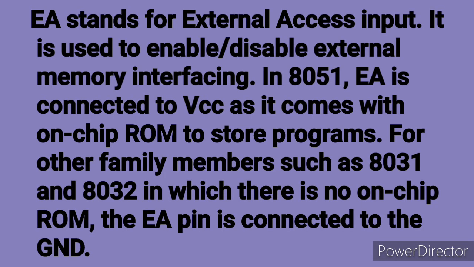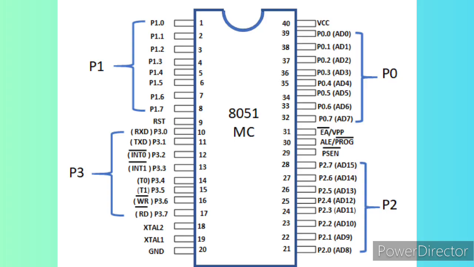EA/VPP. EA stands for External Access Input. It is used to enable/disable external memory interfacing. In 8051, EA is connected to VCC as it comes with on-chip ROM to store programs. For other family members such as 8031 and 8032 in which there is no on-chip ROM, the EA pin is connected to the GND. Pin 32 to pin 39, port 0.